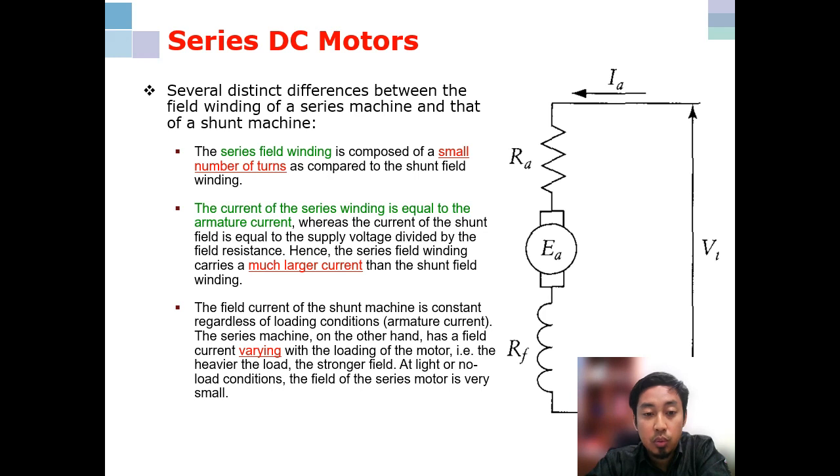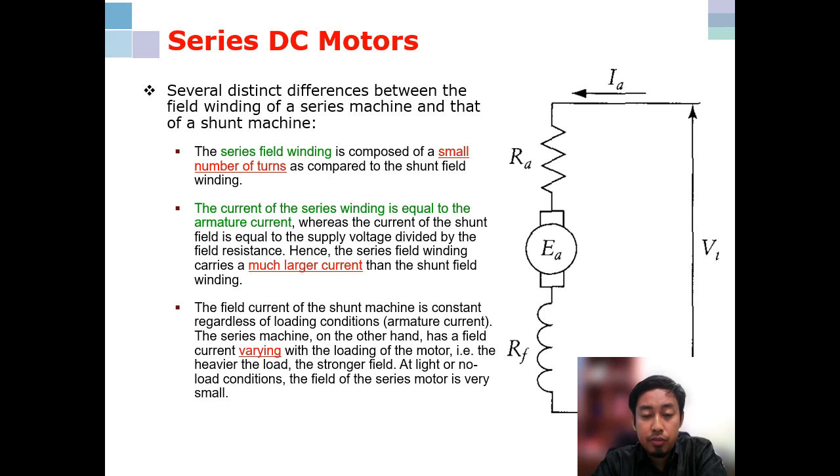Today we continue our topic on the series DC motor, and I hope all of you have already done the revision about controlling the speed of the DC motor. We discussed three types in class: by adjusting or adding additional resistance, varying the terminal voltage, and adjusting the field flux. I hope all of you have already done the exercise, and today we continue our topic on the series DC motor.